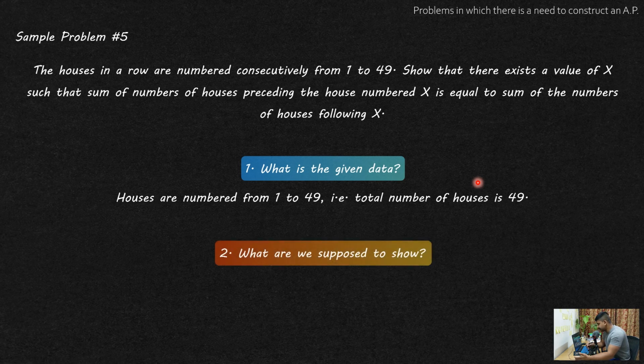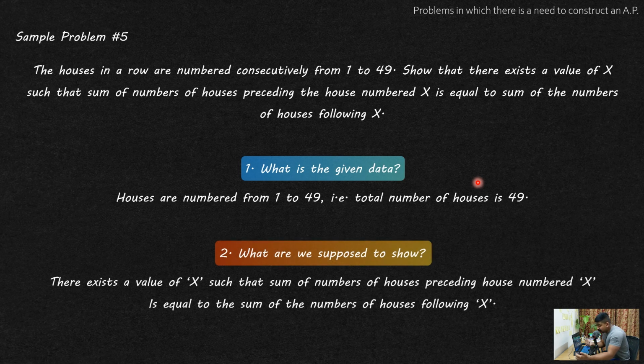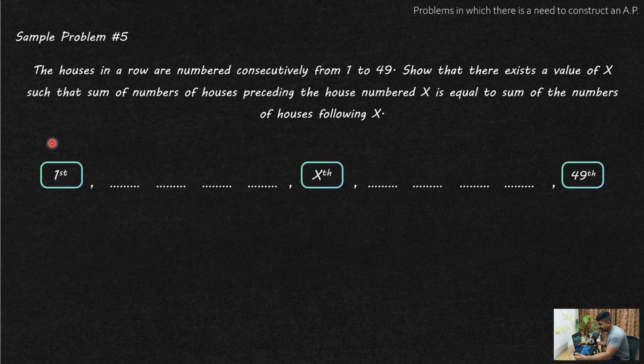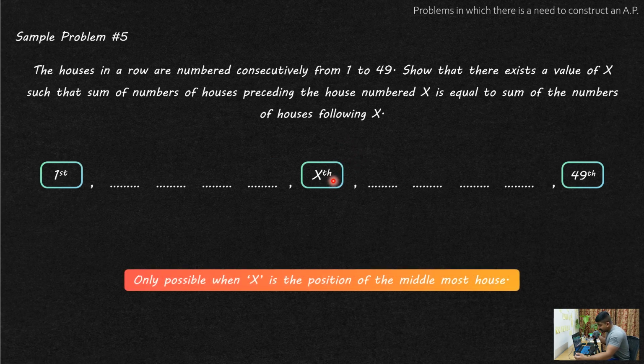What are we supposed to show? We are supposed to show that there exists a value of x such that the sum of numbers of houses preceding house numbered x is equal to the sum of number of houses following x. So suppose here we have our first house, our last house, and then we have a house somewhere in between at x position. Now it is only possible when x is the position of the middlemost house.